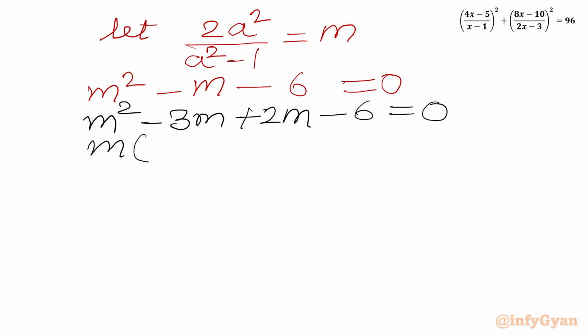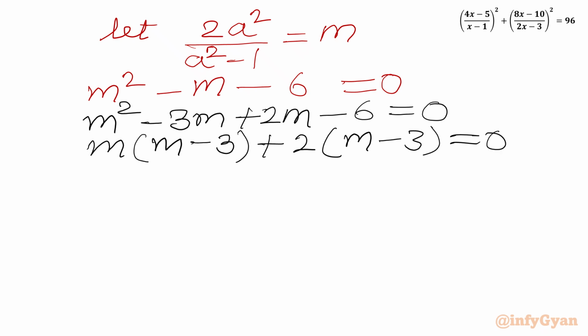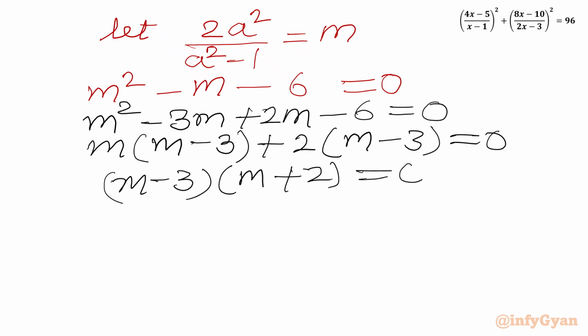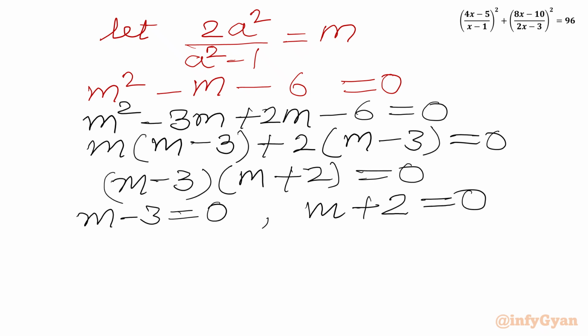Now m is common from the first two terms. We will get m minus 3 in the bracket. If we take 2 common out here, then we will get m minus 3 in the bracket equal to 0. So from here I can write m minus 3 times m plus 2 equal to 0. Using the product 0 rule, we can write either m minus 3 equal to 0 or m plus 2 equal to 0. So we will get m equal to 3, and here I will write m equal to minus 2.